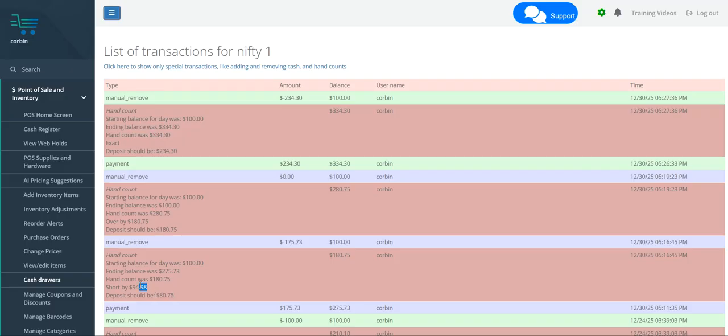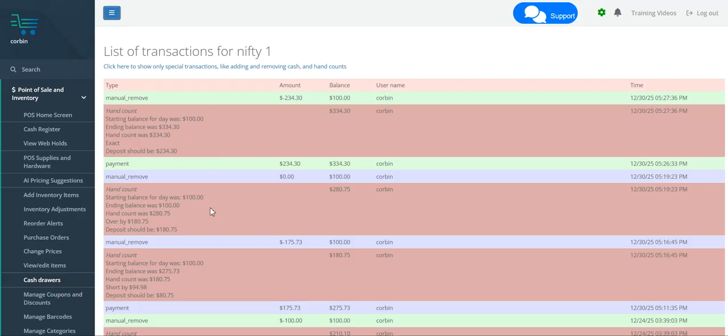And so on the first hand count, looks like it was short by $94, and there was an expected deposit of $80. The next hand count was over by 180, and also expected a deposit there of $180 and some change. And then that final hand count was right on with an expected deposit of $234.30.